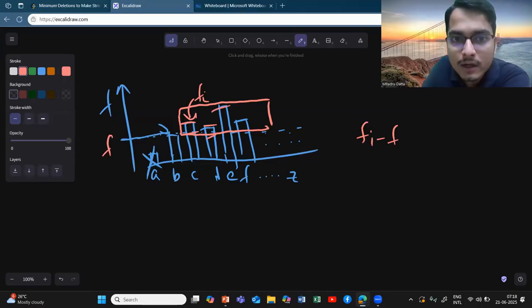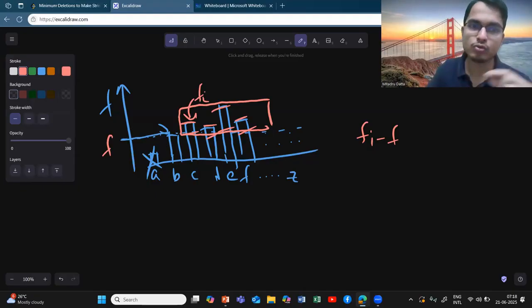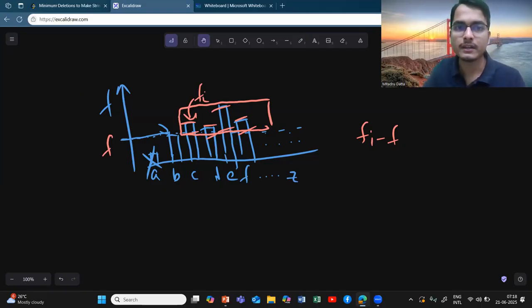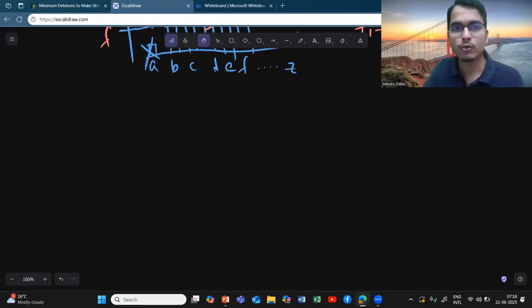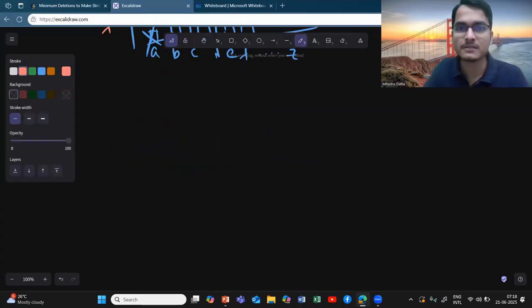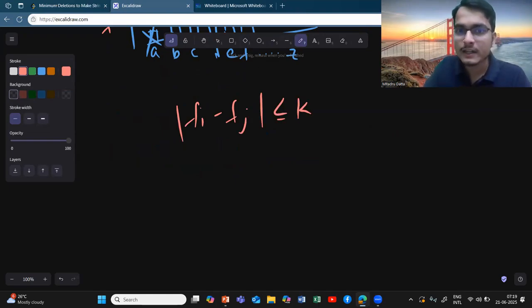Here only this small length, again there this small length, I will delete it. Okay, so this is when I want to bring all the frequencies to a single frequency value. Now you try to see, but what does the question say? The question says the difference between any two frequencies of characters must be less than or equal to k.